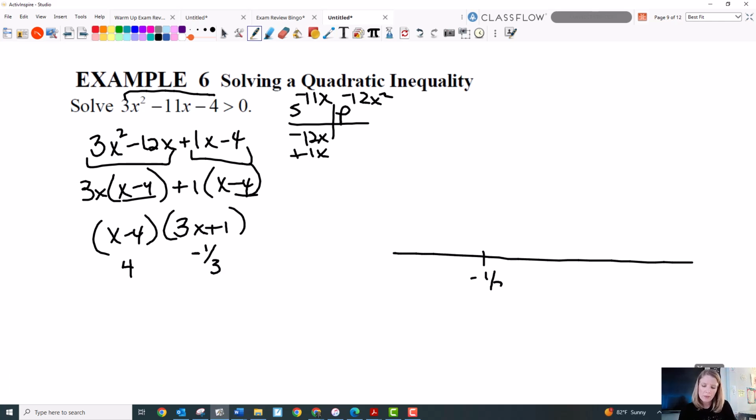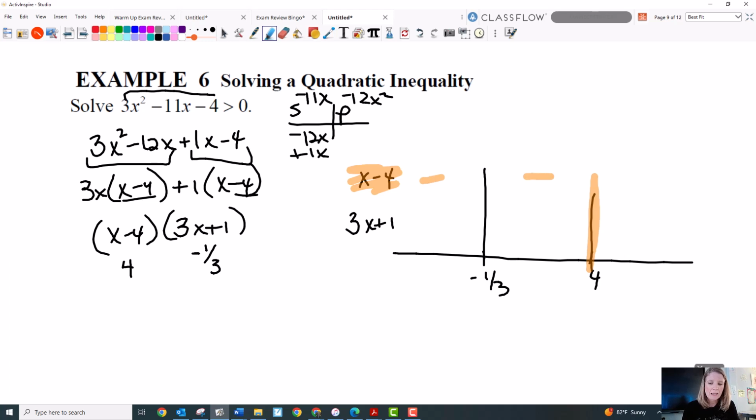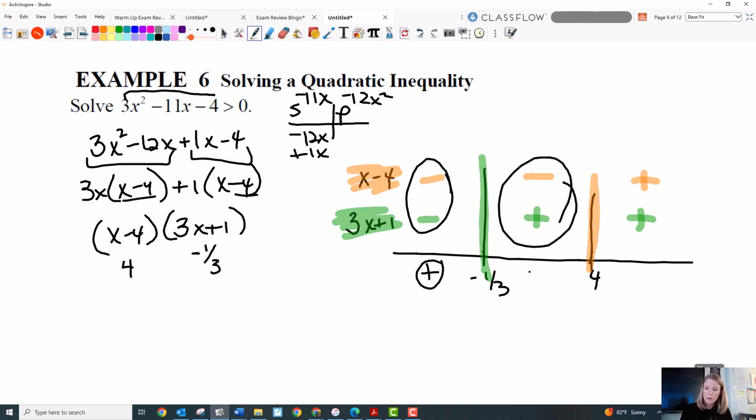I put the negative 1/3 and the 4 on a number line. I put the x minus 4 and the 3x plus 1 down the side. Okay, x minus 4 goes with 4. It's negative until it gets to its answer, then it changes to positive. 3x plus 1 goes with negative 1/3. That's the answer that I got when I set it equal to 0. He's negative until he gets to his answer, and then he changes to positive. So 2 negatives make a positive. 1 negative's a negative. It's thundering. 2 positives is a positive.